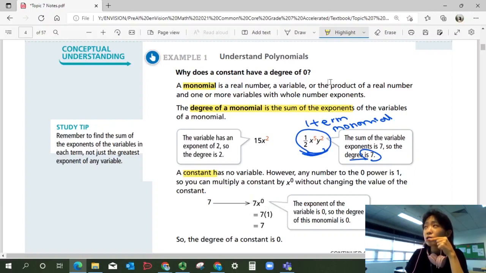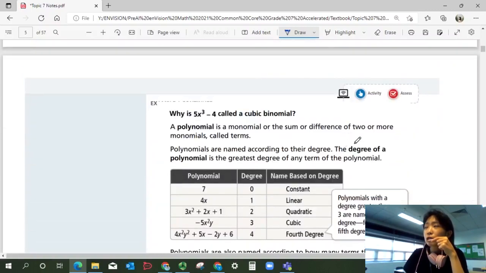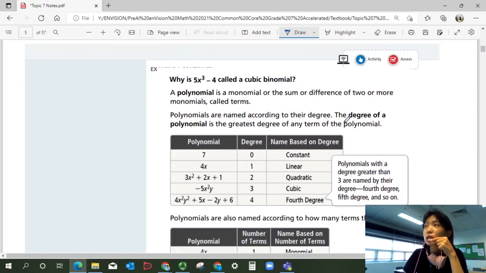Why do we want to do this? So that we figure out what the degree of the constant is. The degree of a constant is always 0. Okay? So please remember these facts. Now that we've understood some vocab and concepts, let's look at some questions. Why is 5x cubed minus 4 called a cubic binomial?